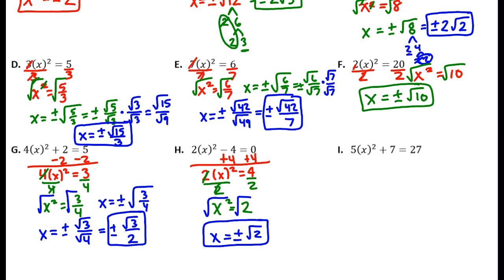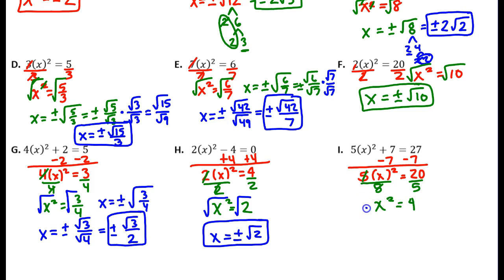Finally, in I, again ax squared plus b equals c. So the first thing I want to do is get rid of this positive 7 by subtracting 7 to both sides. So I'm left with 5 times the quantity x squared equals 27 minus 7 is 20. Now I want to divide both sides by 5, the coefficient out front, to get x squared by itself. So x squared is equal to 4.